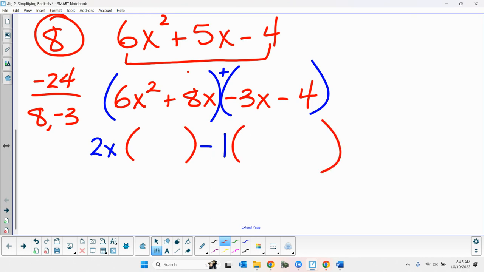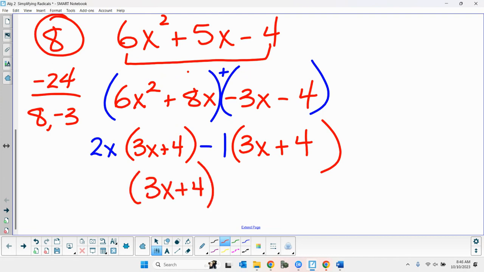Now, you divide 6x squared by the GCF 2x, and you get 3x. Positive 8x divided by 2x is positive 4. Do the same thing. Negative 3x divided by negative 1 is positive 3x. Negative 4 divided by negative 1 is positive 4. What do you notice about the 2 red parentheses? They're the same. That's what's supposed to happen. That's one of my factors for this problem.